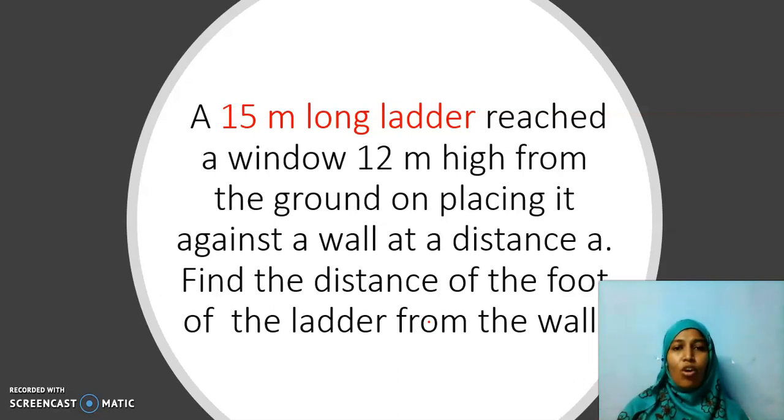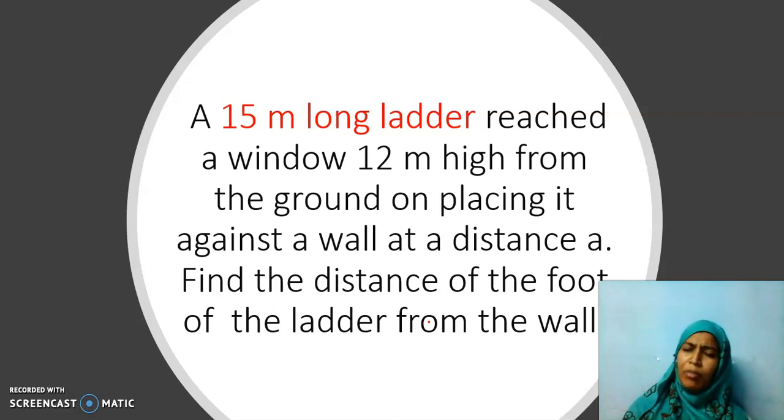A 15-meter long ladder. Hope you would have experienced climbing up a ladder. It is 15-meter long. It reached a window 12 meter high from the ground on placing it against a wall. If I have to reach that window, I should place it against a wall, isn't it? Okay. At a distance A, I don't know the distance at which the ladder is placed on the floor. Find the distance of the foot of the ladder from the wall.